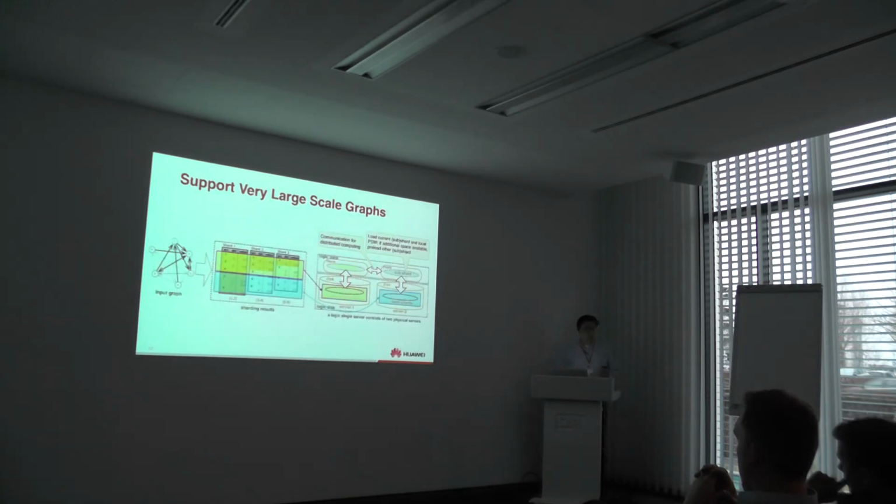Then we could have a relatively high performance graph processing system. It's distributed, and we use both the memory and the disk if the memory is not enough. So we can really support very large-scale graphs. We already tested graphs with several dozens of billions of edges, and it runs pretty well.